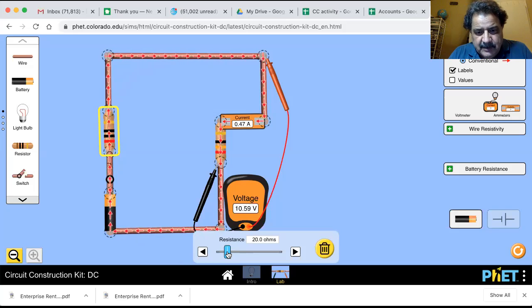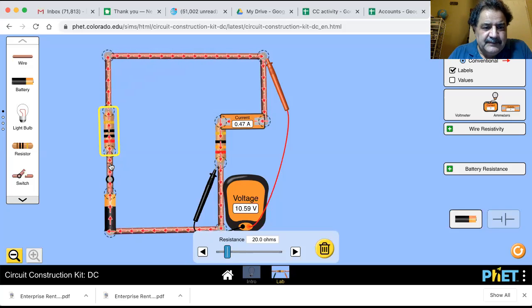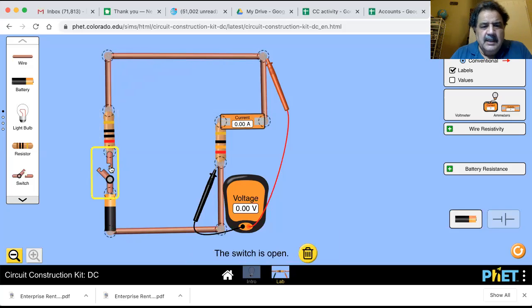Let's go down to 20, and that's 10.59 volts and 0.47 amps. Okay, so that's the unknown resistor. So now you plot voltage on the vertical axis and current on the horizontal axis, and you should find the slope of the line, and the slope of the line will equal your resistance. It's an unknown resistance. So that's all.